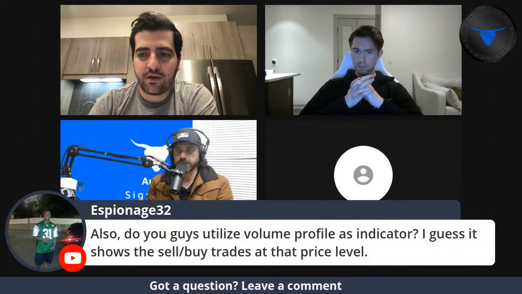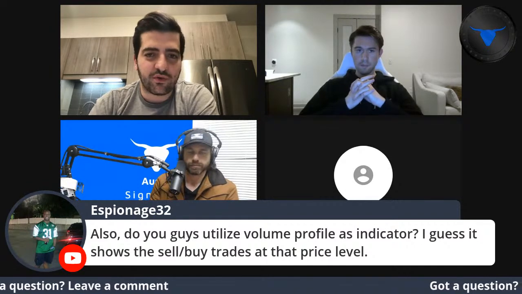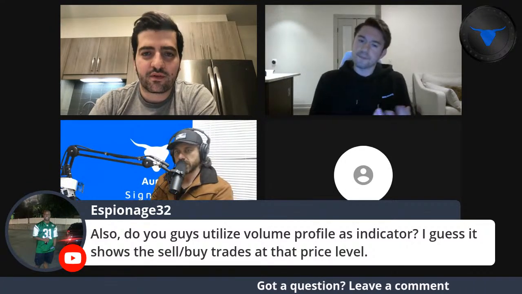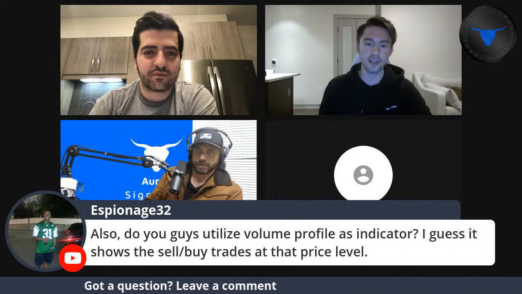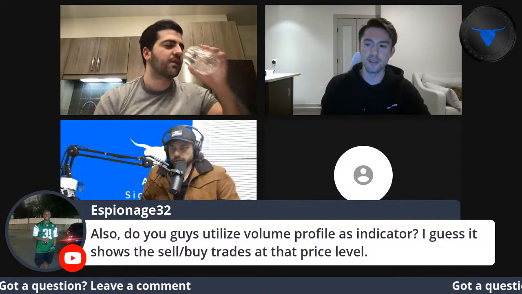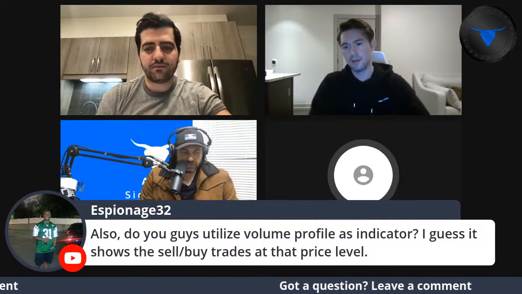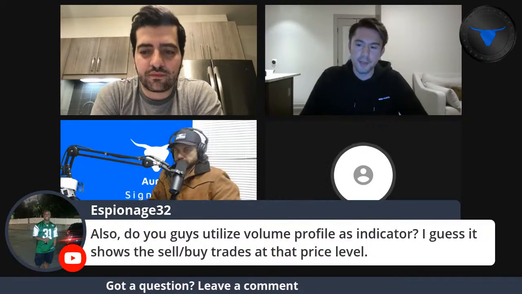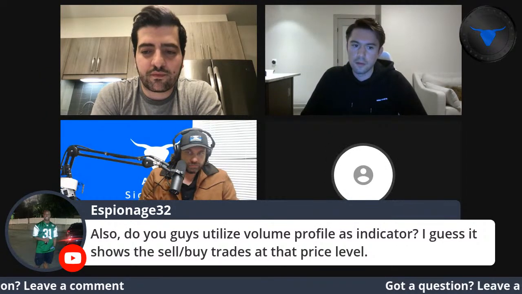Also, do you guys utilize volume profile as an indicator? I guess it shows the sell and buy trades at that price level. Taras or Roland, do you want to handle this one? I utilize it, but it's not something I strongly look at. Taras, maybe you could address it. Yeah, I use it. I like to use it to see support and resistance areas and places where there's been a lot of trading happening, and it's good for confluence.